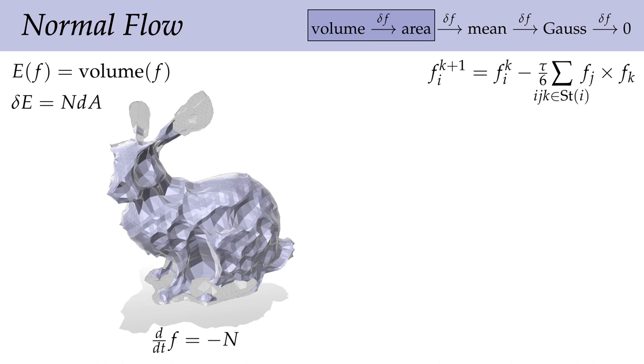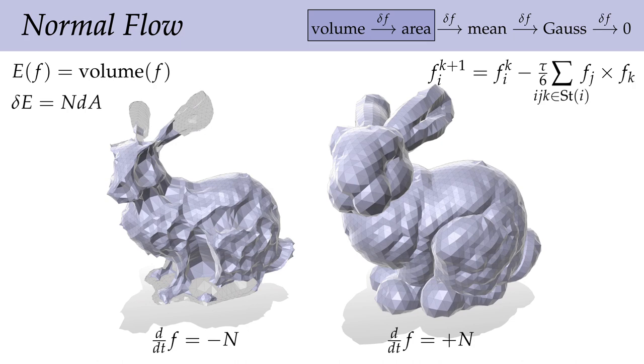We could also try running this flow in the opposite direction. We could try inflating the volume. Right, so now the bunny gets kind of puffed up. And these operations actually can be useful for geometric modeling, dilation of surfaces, and so forth. But, okay, it doesn't really help us with smoothing. Let's see what else we can do.